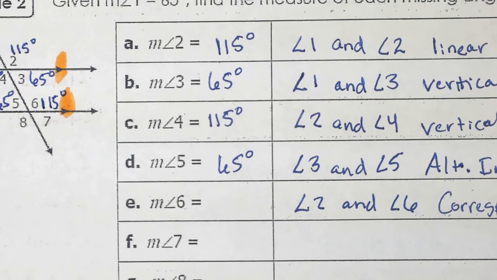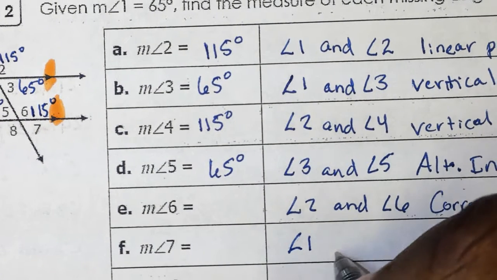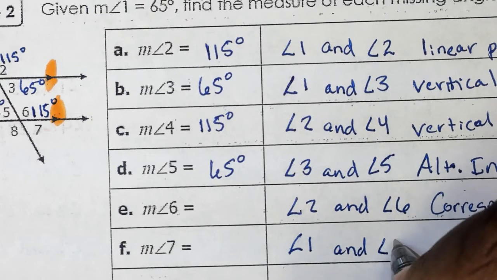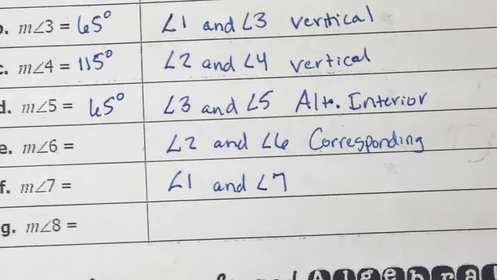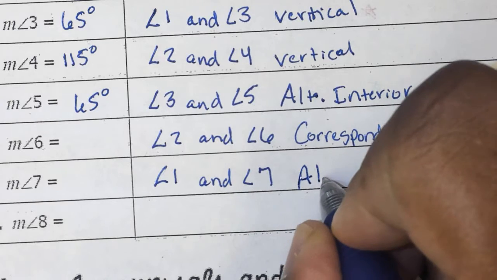Angle 7, what did I compare that with? Oh, okay. Reese, angle 1 and angle 7 for F. What's the relationship between angle 1 and angle 7? What did you say? Alternate what? Alternate exterior. All right.